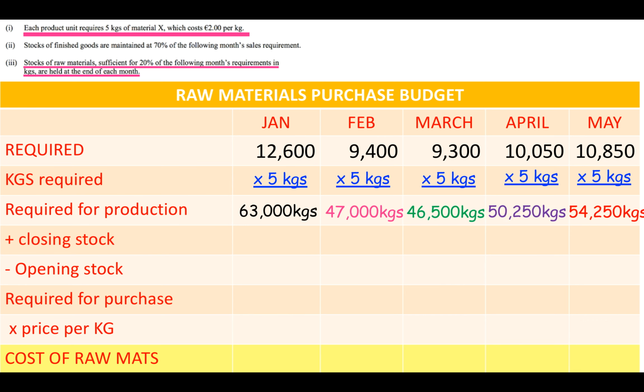So required for production, then you're just going to multiply them all by 5 kgs. Now, note 3 says stocks of finished goods sufficient for 20% of the following month's requirements in kgs are held at the end of each month. So 47,000 multiplied by 20% is 9,400 closing stock in January, which is going to be the opening stock then in February. So 9,400 is opening stock there.